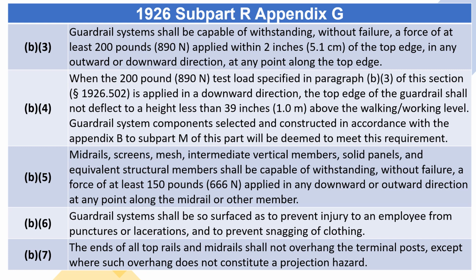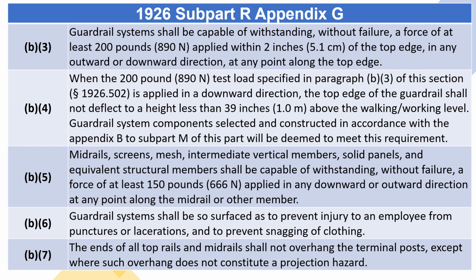(b)(4) When the 200-pound (890 N) test load specified in paragraph (b)(3) of this section, section 1926.502, is applied in a downward direction, the top edge of the guardrail shall not deflect to a height less than 39 inches (1 meter) above the walking/working level. Guardrail system components selected and constructed in accordance with Appendix B to Subpart M of this part will be deemed to meet this requirement.